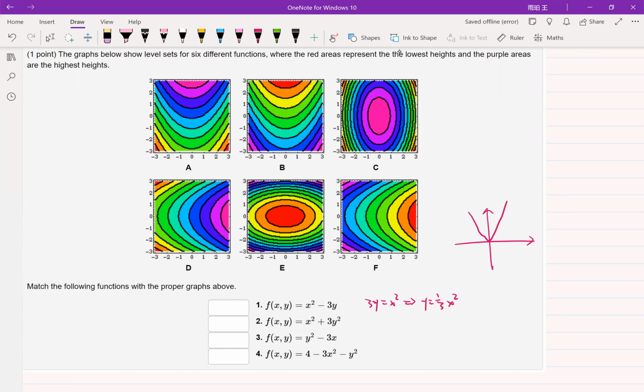So let's just set x squared minus 3y equals 1, so at z equals 1. Remember, this is at an elevation that's higher than this one; this one is z equals 0. Okay, so at z equals 1, we have 3y equals x squared minus 1, which gives y equals 1/3 x squared minus 1/3. So this is going to have the same general shape as this one over here, which is z equals 0. But it's going to be shifted downwards because at x equals 0, y is going to equal negative 1/3.